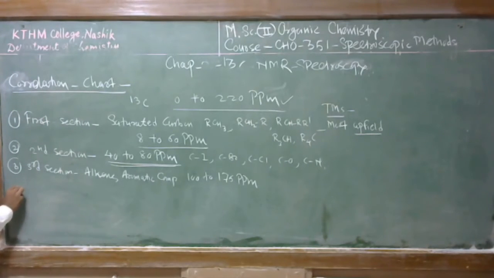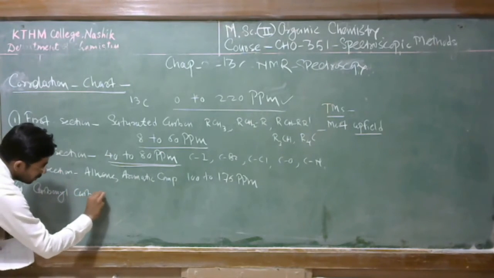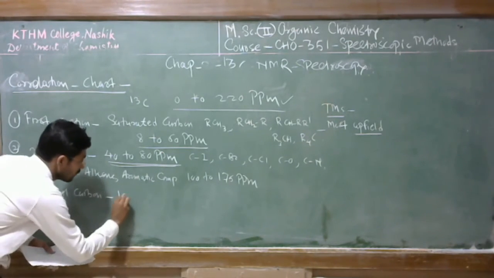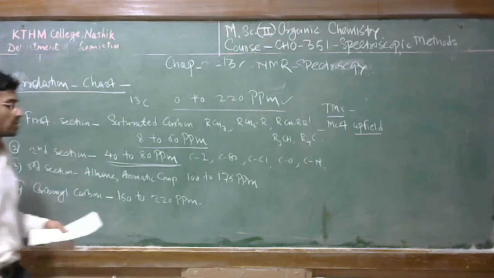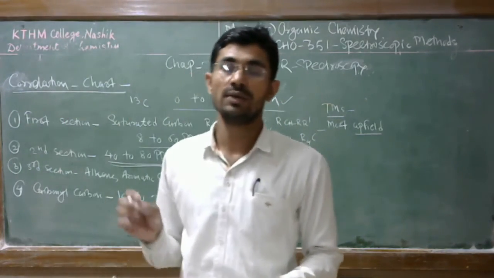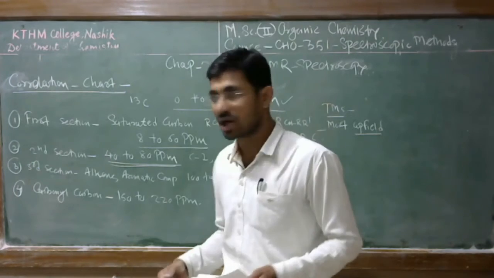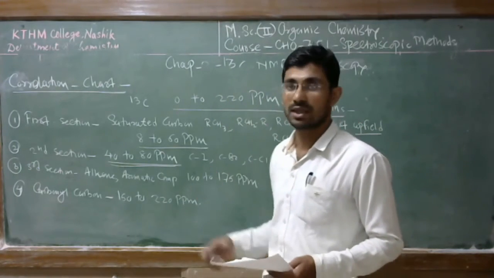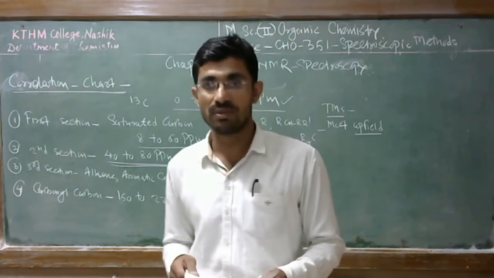And at very low field, we can observe the fourth section. The fourth section includes the carbonyl carbons, from 150 to 220 ppm. This is the carbonyl carbon of aldehydes, ketones, carboxylic acids, esters and amides. That type of carbonyl carbon we can observe in 13C NMR spectroscopy from 150 to 220 ppm.